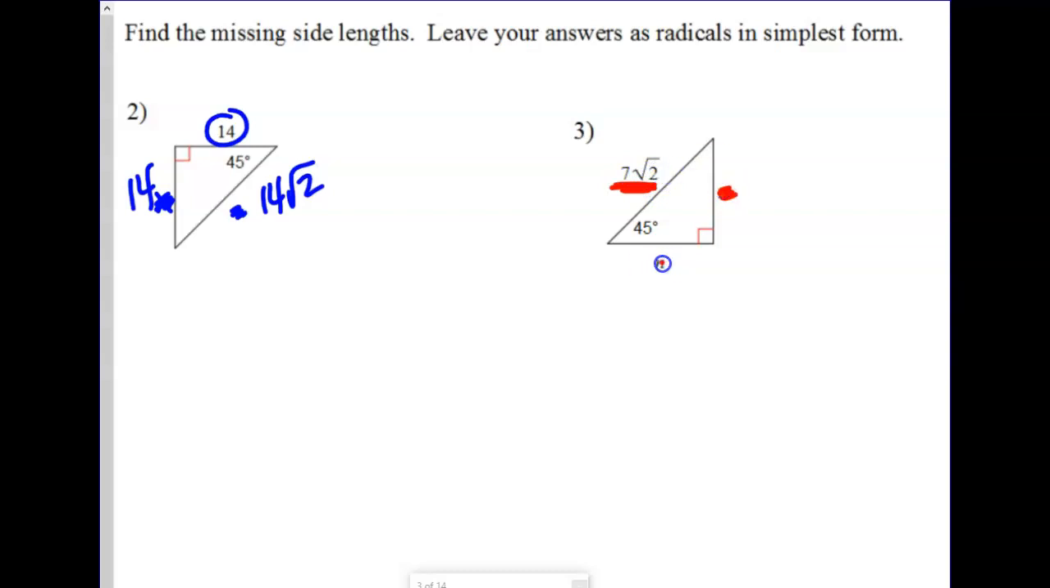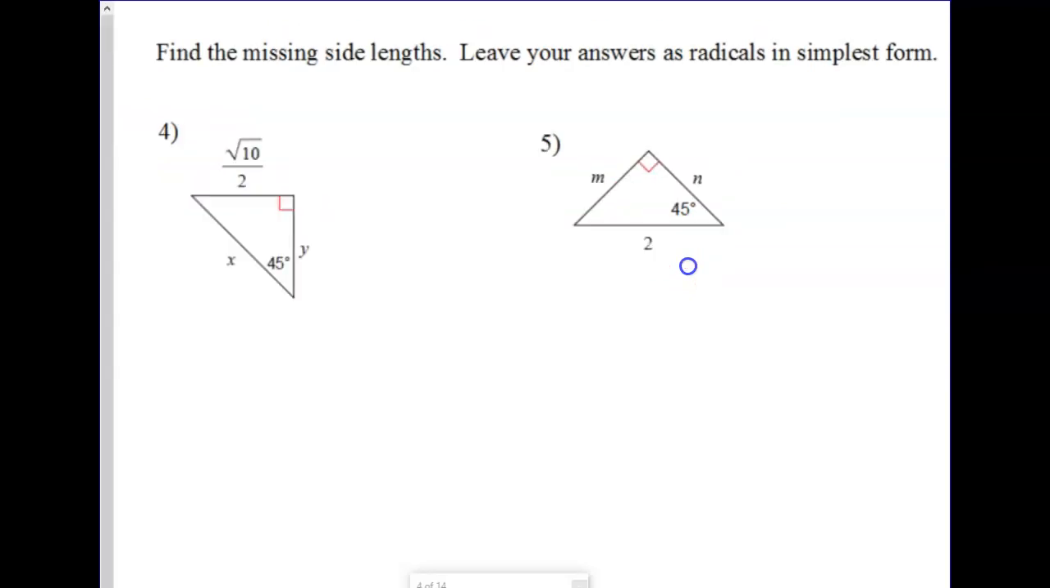So how big are the legs? Gotta be 7s. So those are very nice because they fit the pattern exactly. But they don't always fit the pattern exactly, so you have to kind of think about what the pattern says. The legs are the same size, so this guy also has to be this funky square root of 10 over 2. But then the hypotenuse is whatever the leg size is times an additional square root of 2.